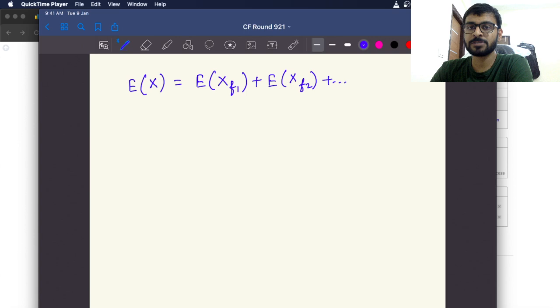So for my first friendship pair, what is the probability? Based on the probability, how much can I obtain? Let us focus on one particular friendship pair. Their friendship value, let's say, is f1. So what is the expectation?